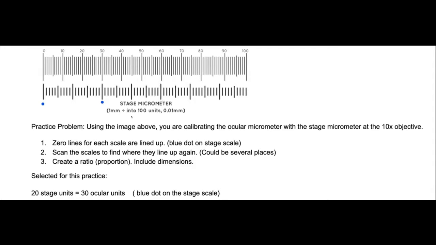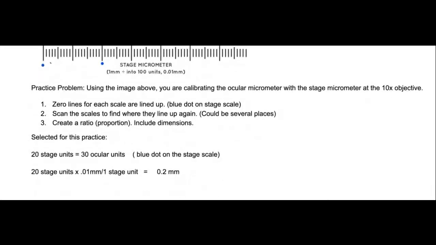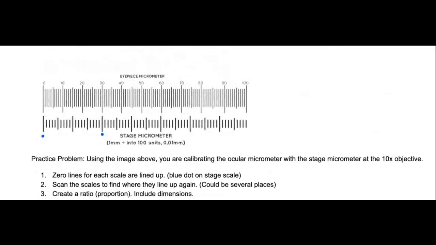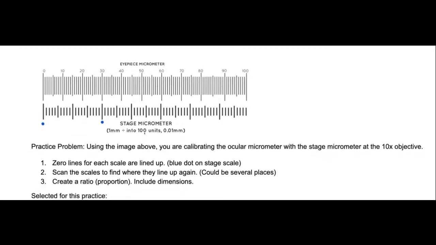Well, we use this ruler to figure it out. So the 20 stage units across, we'll multiply that by 0.01, which is how far apart they are on this ruler, and that gives us 0.2 millimeters. What that means is we had counted up before, 0.1 and then 0.2, from major tick mark to another major tick mark. So 0.2 millimeters matches up with these 30 ocular units.